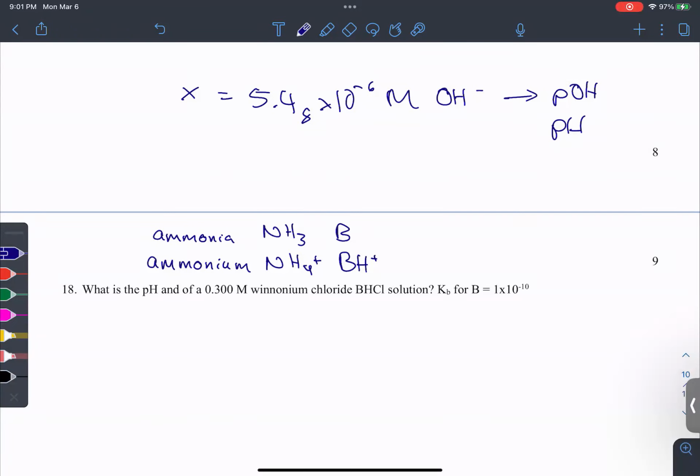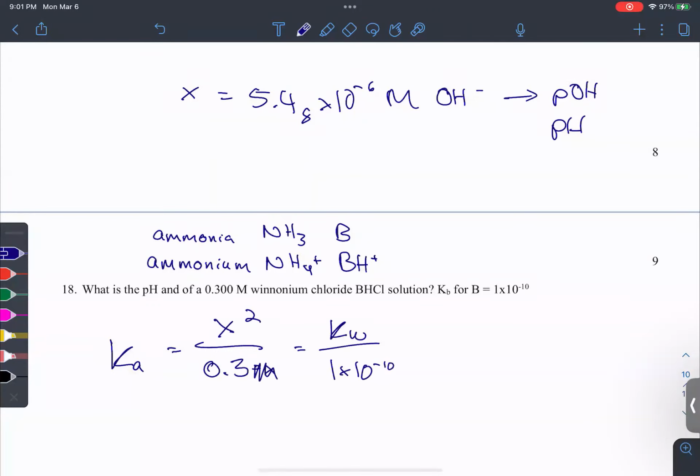So if it's a conjugate acid, what do I use, Ka or Kb? Ka, why? Because Winonium is an acid. So I use Ka, but I'm not gonna write out the ice table. I hope you can see what we're doing here. Ka is equal to what? X squared over 0.3 minus X, but do you wanna do the quadratic? No. So let's just scribble that out, okay? Equals Ka, but am I given Ka? No, but is that a problem? No, because I can always get Ka from Kw. So it equals Kw over 1 times 10 to the negative 10.